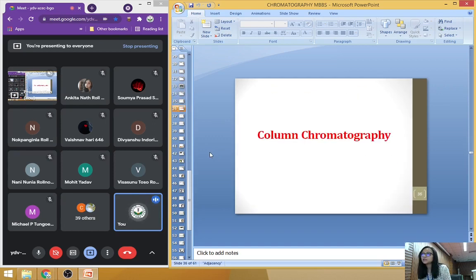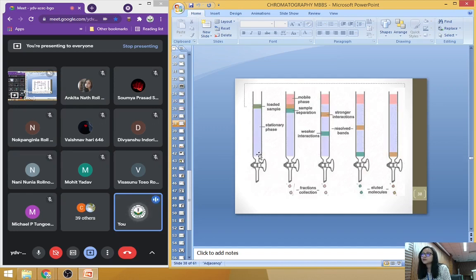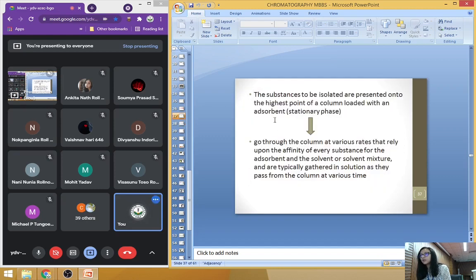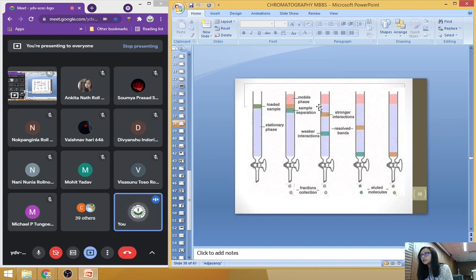Now there is another important one, column chromatography. This is another form of chromatography. In column chromatography, we use this column that can be made of stainless steel or plastics. Okay, so in column chromatography, the principle will be the same. We will have the stationary phase and the mobile phase. Now you can see here in this diagram, this is the stationary phase and here this is the loaded sample.